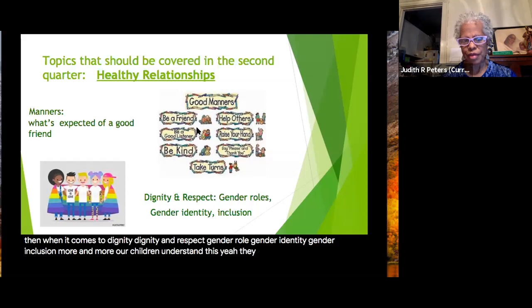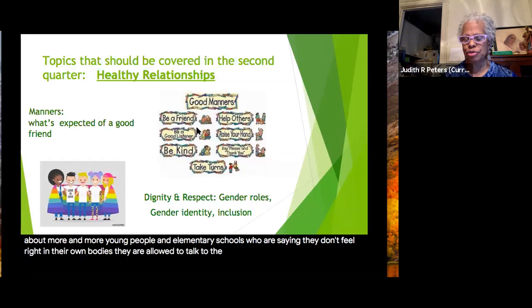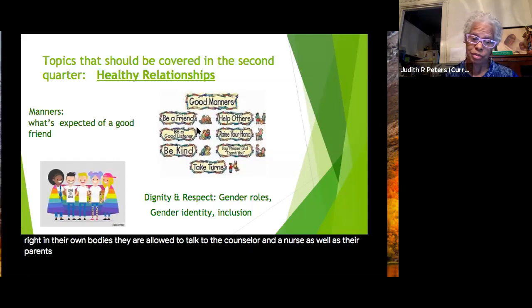They understand that. They know about more and more young people in elementary schools who are saying they don't feel right in their own bodies. They are allowed to talk to the counselor and a nurse as well as their parents about that. There are resources to help these children to further explore what they're trying to say.